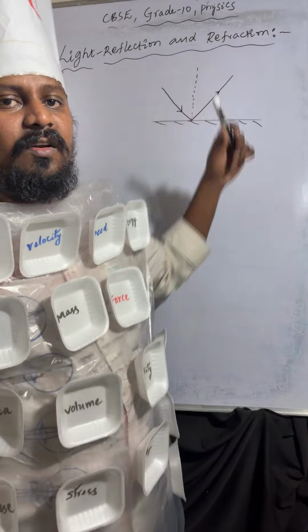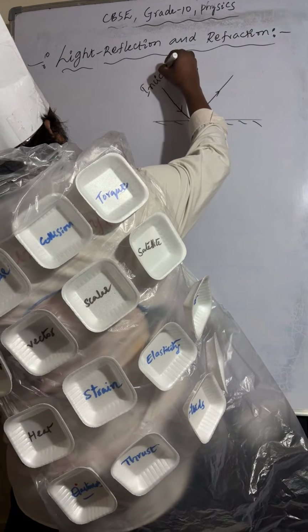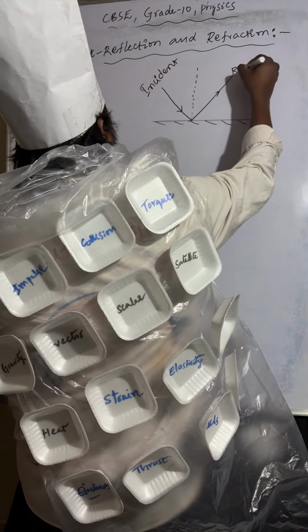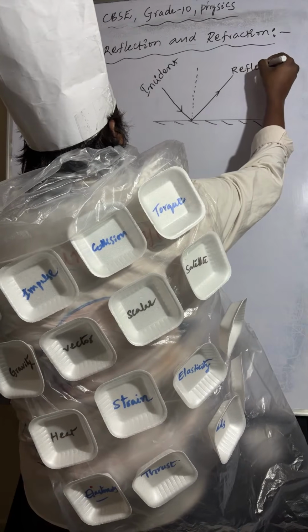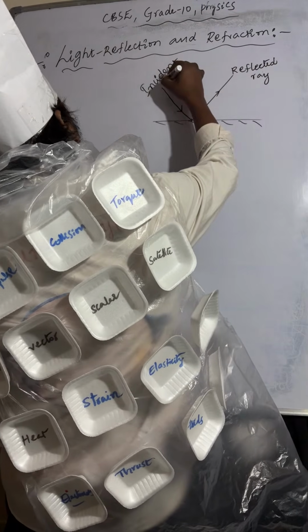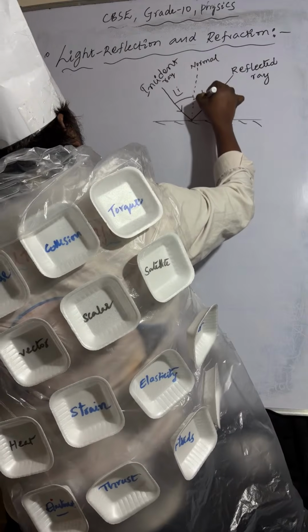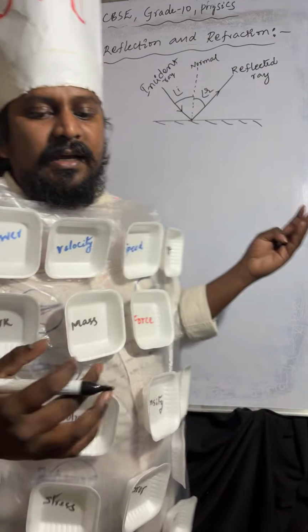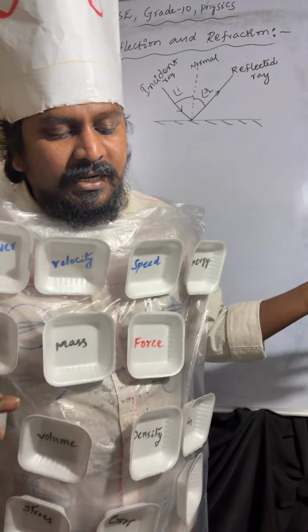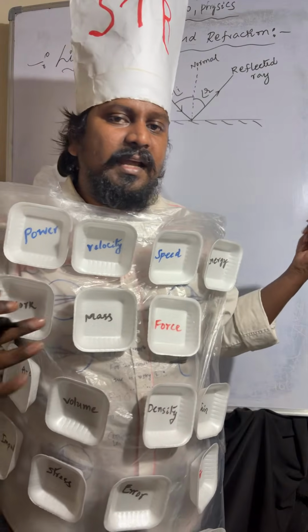Incident ray, reflected ray, and this is the normal. The angle between the incident ray and the normal line is called the angle of incidence. The angle between the reflected ray and the normal line is called the angle of reflection.